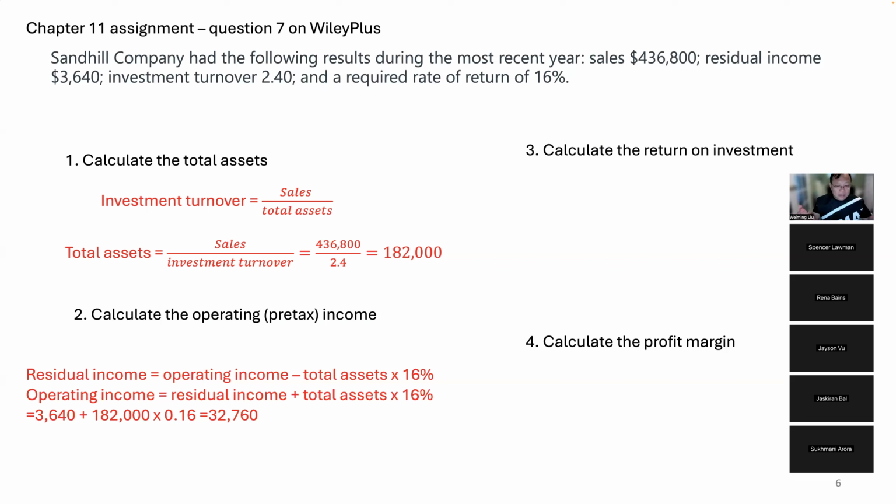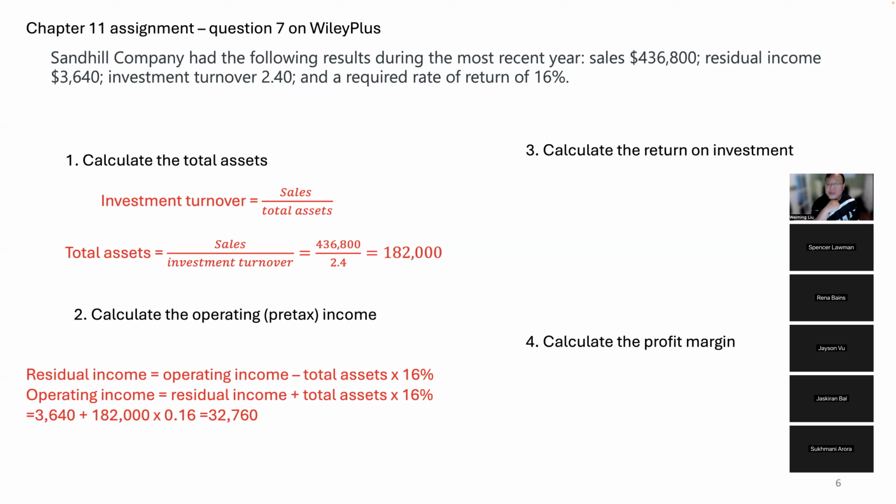So then I want to figure out my operating income. That equals my residual income plus total assets times the required rate of return, which is 16%. We know the information for both residual income and total assets, which we just calculated in the first question. So I'm able to figure out my operating income equals 32,760. Okay, so that's my number two.